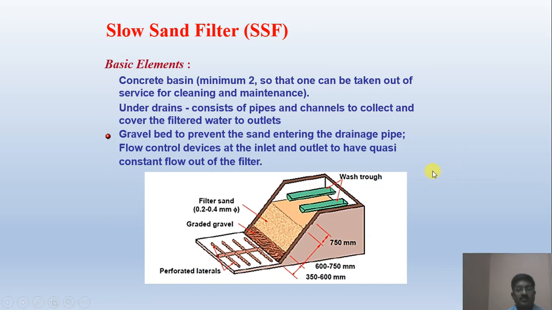Now, there is the filtration mechanism. The water is to be filtered properly to remove the impurities still present in it. There are two types: the slow sand filter and the rapid sand filter. In the slow sand filter, you can see the perforated laterals and wash drop here. The filtering media are filter sand, then graded gravel. The depth depends upon what kind of water you are receiving in that particular unit.